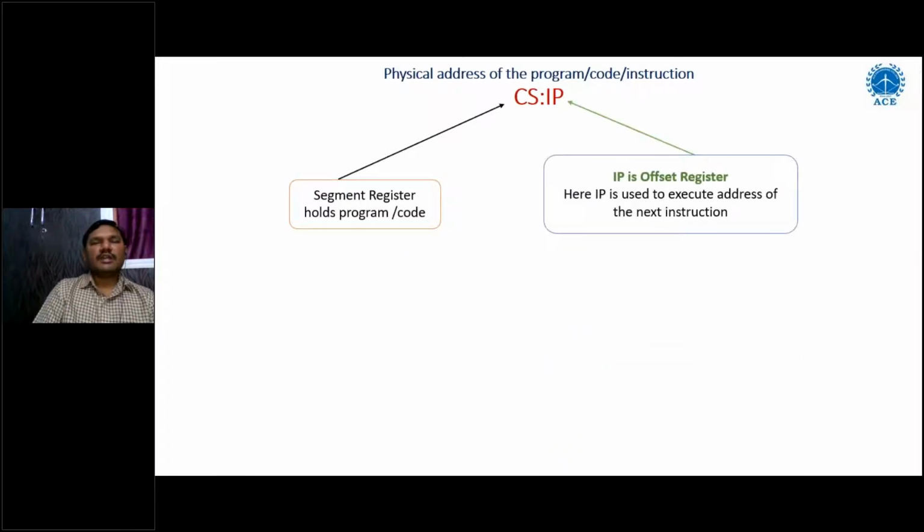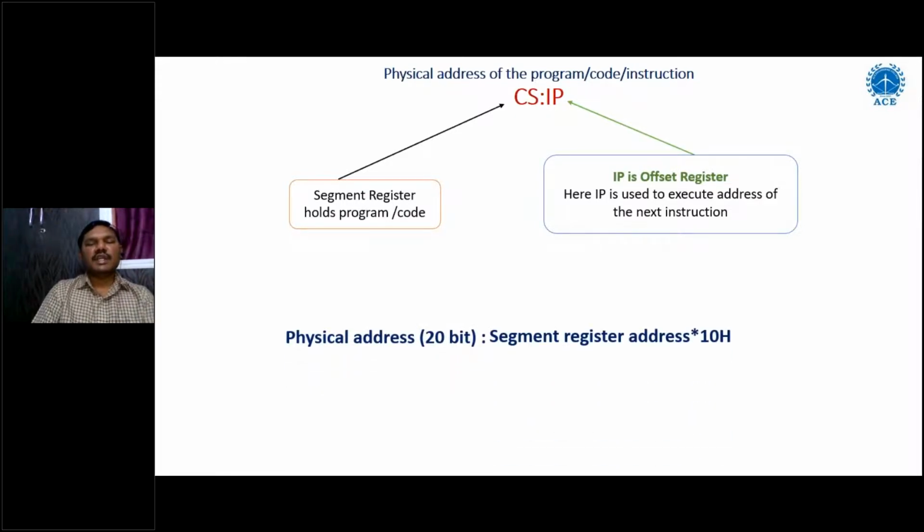So what is address here? Address means physical address that we have seen in the previous presentation. Physical address has two parts. One is the segment register part, another one is the offset register part. So physical address is the segment register address times 10H, because the segment register capacity is only 16 bits. If you multiply with 10H, it becomes 20 bits, plus the offset address.